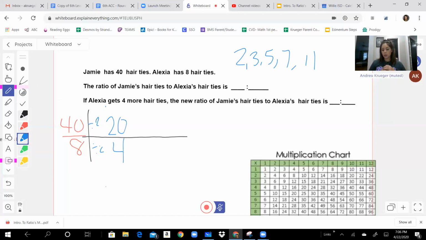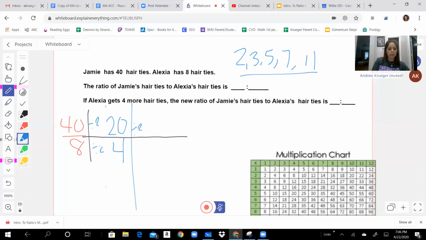Now this ratio can still be reduced, so I'm going to draw another line. I'm looking at my smallest number, and I'm going to see which one of these prime suspects can go into 4. 11, no. 7, no. 5, no. 3, no. 2, yes. So I check, can 2 go into 20? Yes. So we're going to divide again by 2.